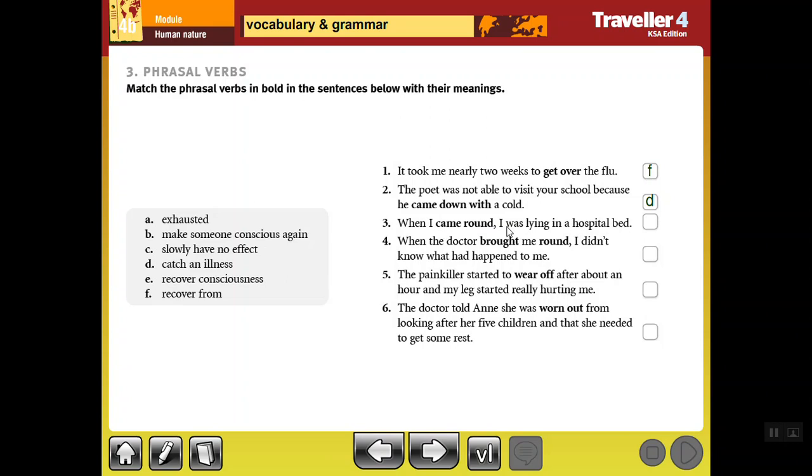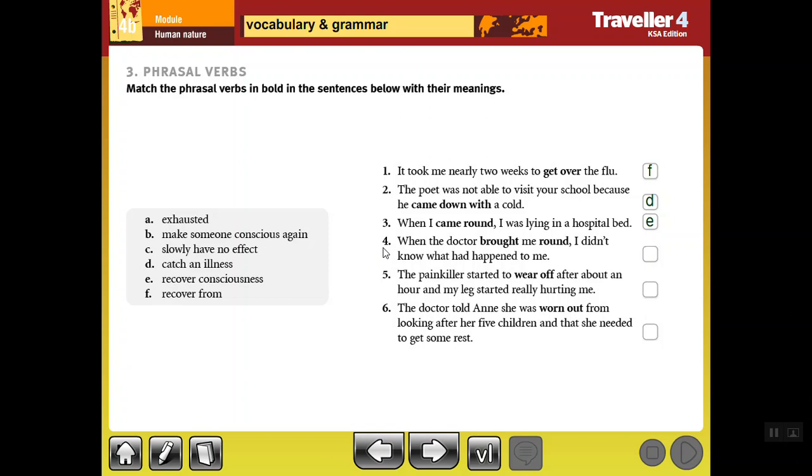Number 3. When I came round, I was lying in a hospital bed. You can understand the verb here from the context. Somebody came round, he found himself lying in a hospital bed. So it means he lost his consciousness and didn't know where he was. Came round means E. Recover consciousness. استعاد وعيه.